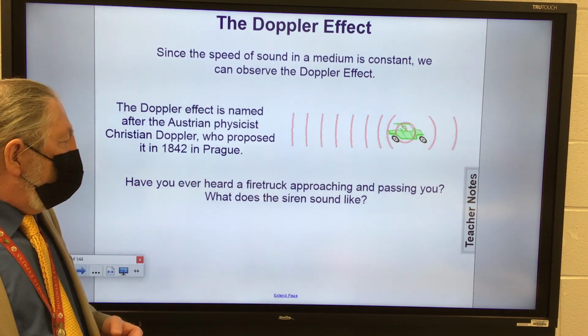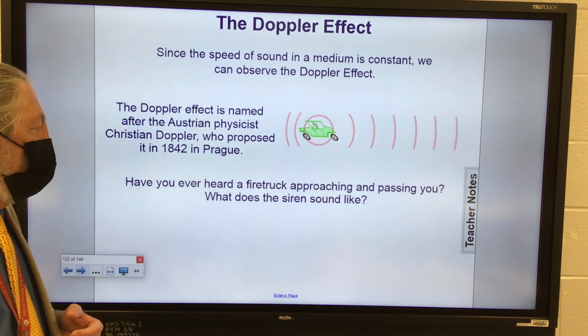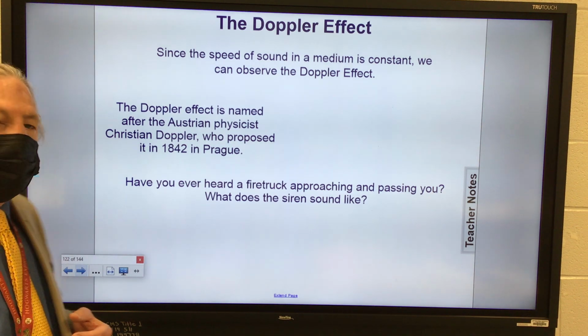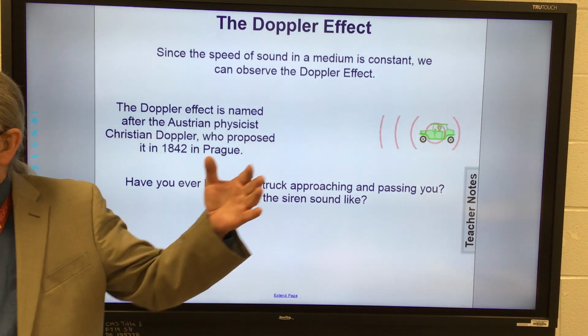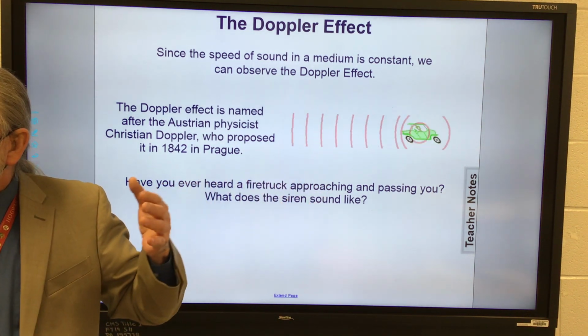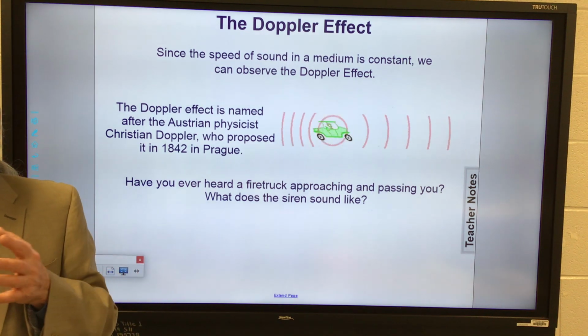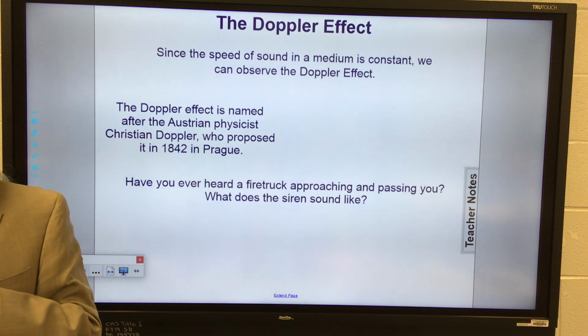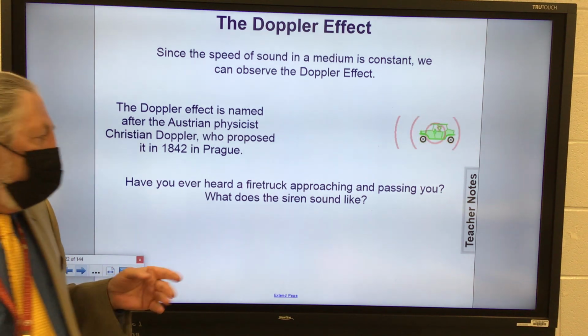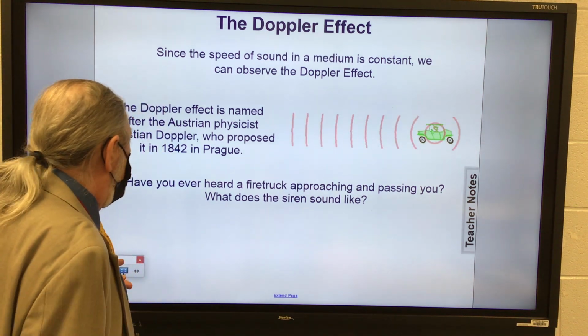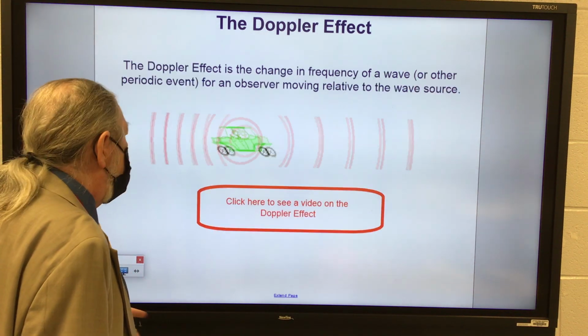So if you ever heard a fire truck approaching and passing you, what does a siren sound like? You hear it in a distance, right? And then as it gets closer, what happens? It gets louder, and then after it passes, it what? It starts to fade, right? Okay, so you got the idea.